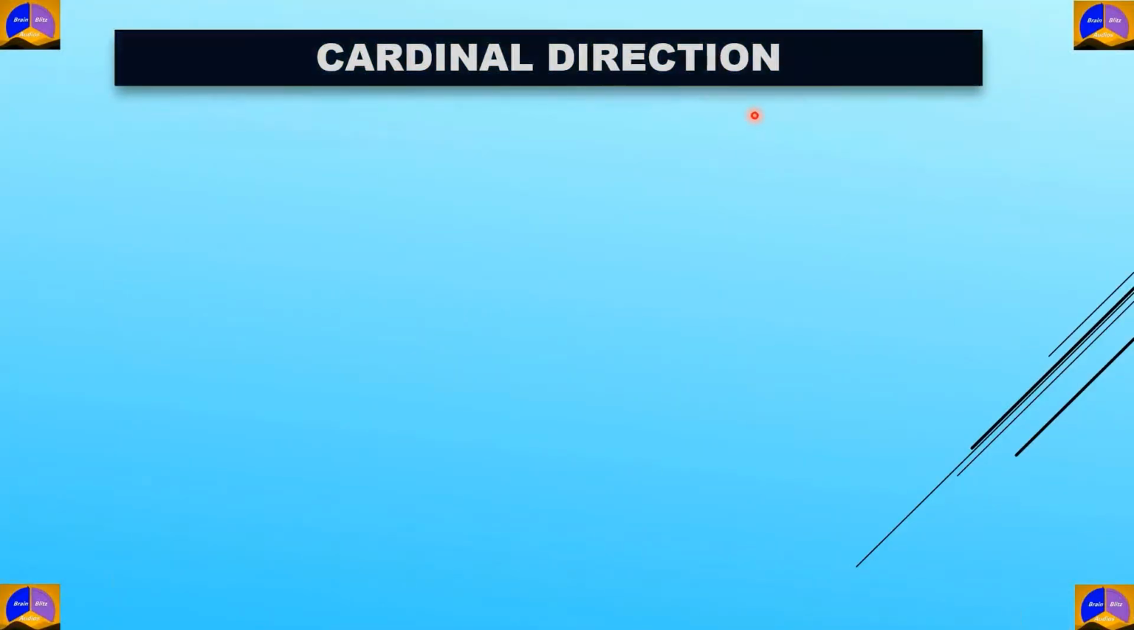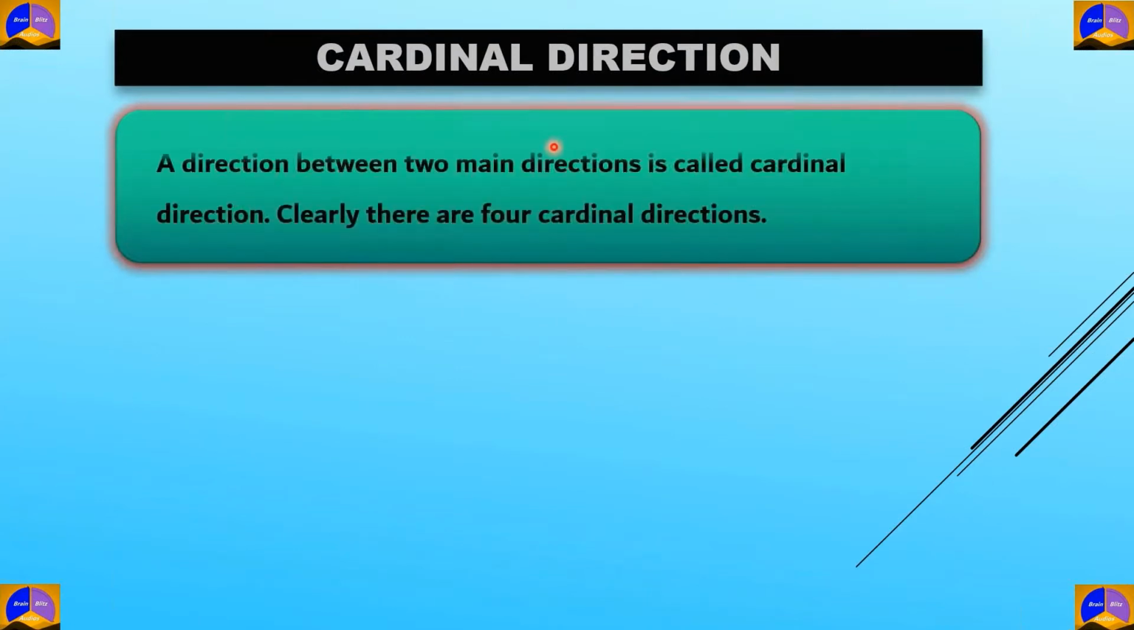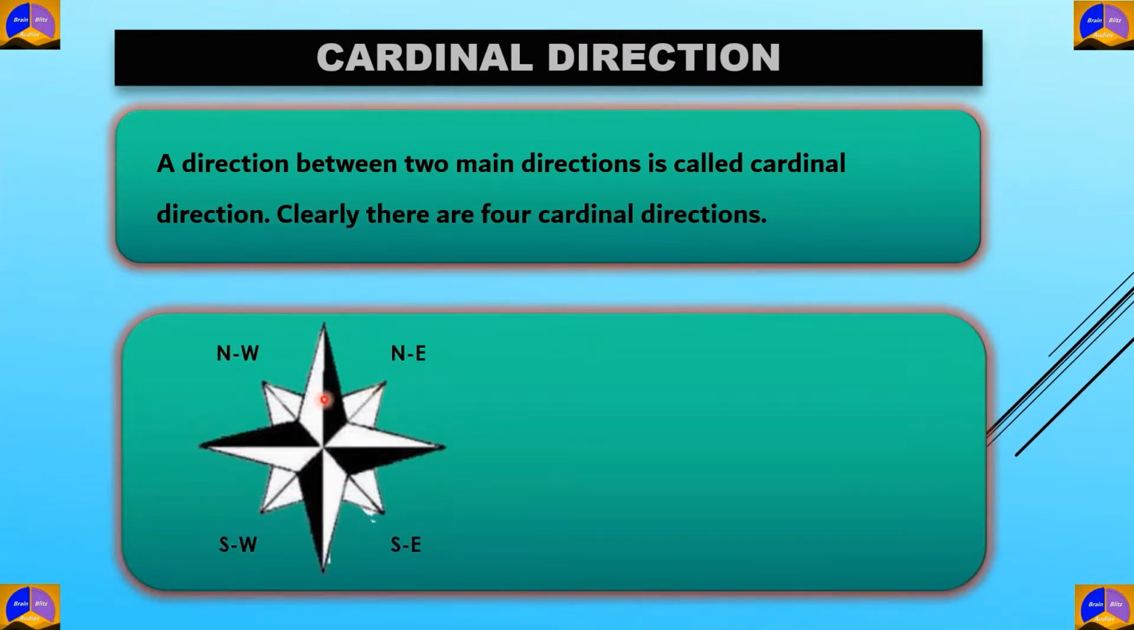Cardinal directions. A direction between two main directions is called a cardinal direction. Clearly, there are four cardinal directions. So this will be north, south, east, west.